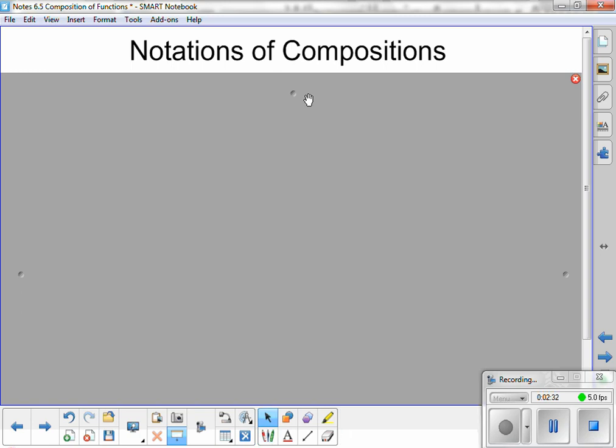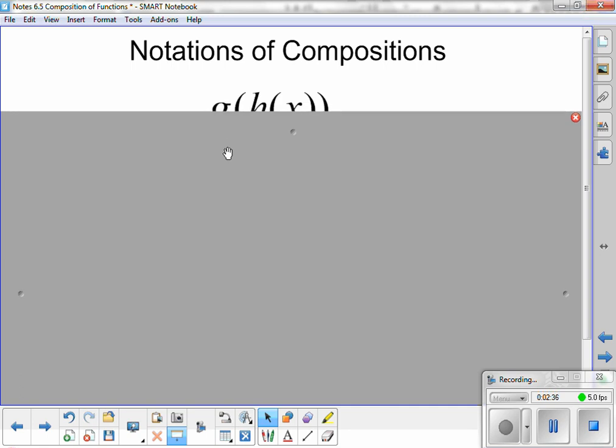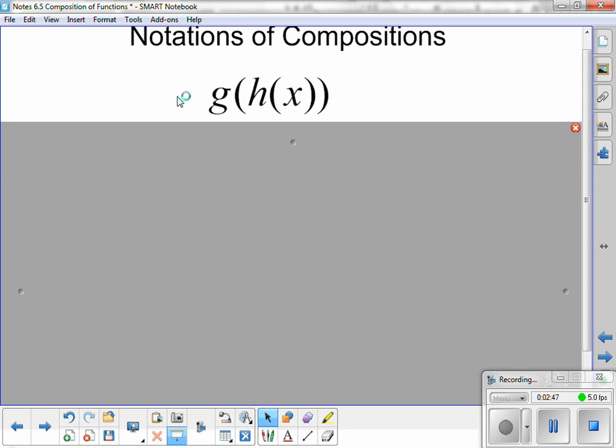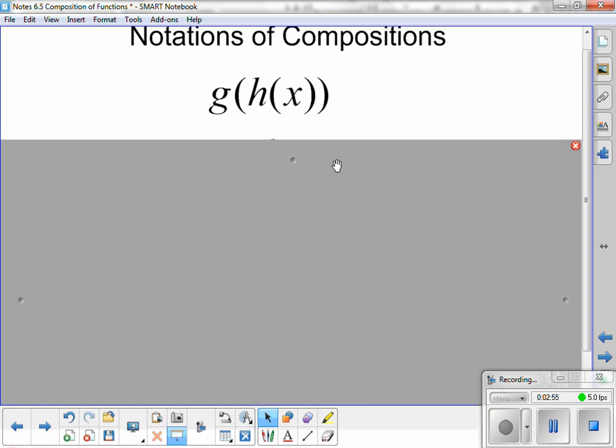When you do a composition, there are different ways you might see it written. First one is this. This is the basic standard way. If I had two functions, g of x and h of x, and I wanted a composition of these, this would say g of h of x. So this is one way. If you notice, your h of x function is inside of your g function.